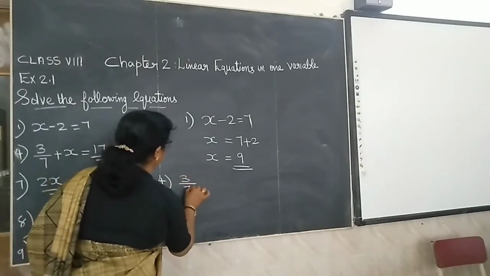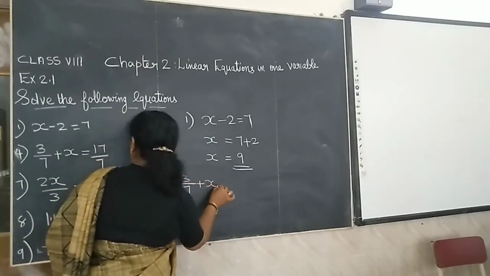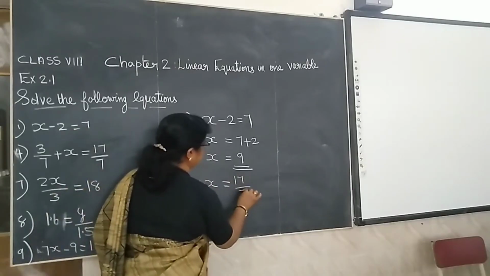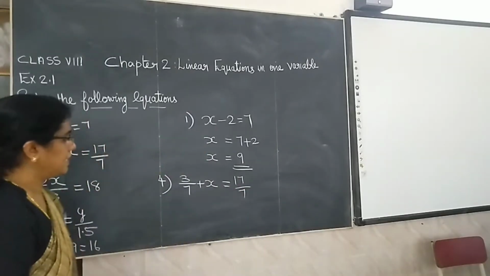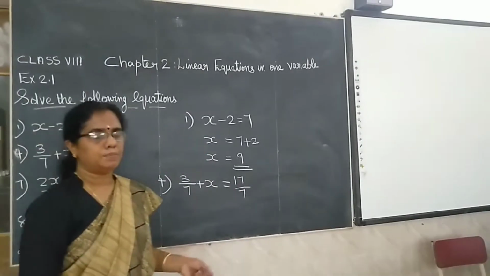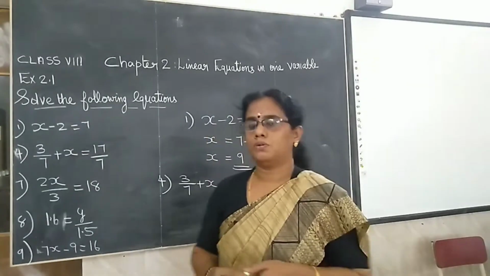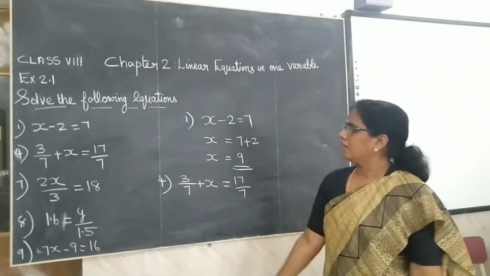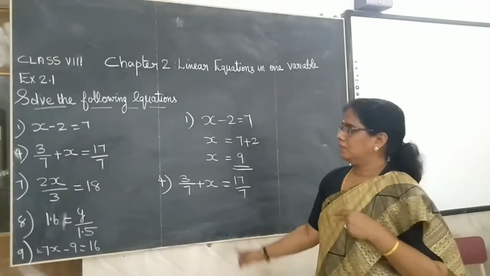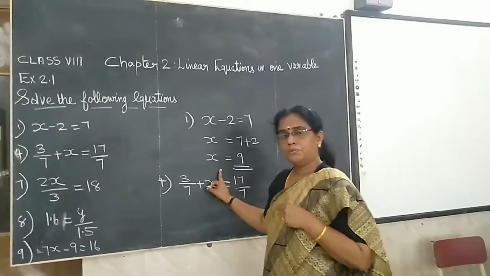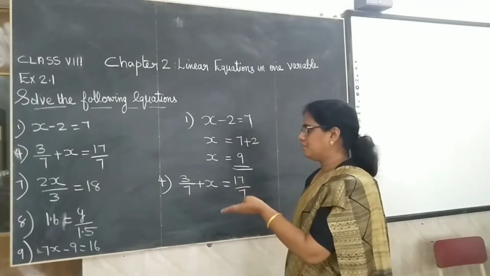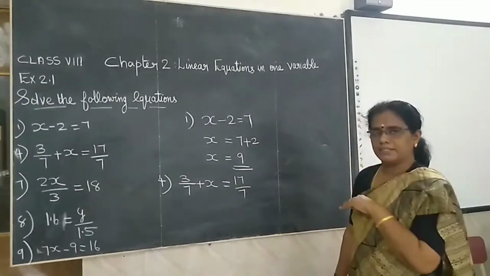3 by 7 plus x is equal to 17 by 7. Now here also we have to find the value of x. What I said before is keep x on one side and other things we have to take to the right side.